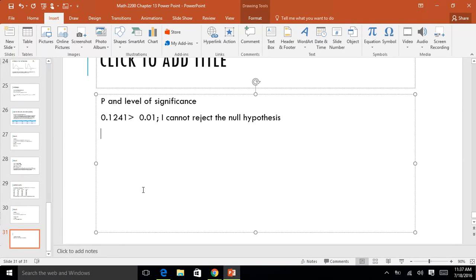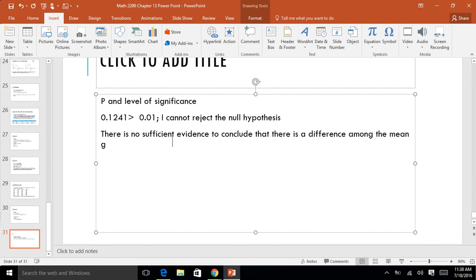Okay, so then I need to conclude. So I'm going to say there is no sufficient evidence to conclude that there is a difference among the mean grades for the sororities. All I have to write. Okay, so what did I find out? I found out that none of the grades are really that different based on sororities. And that's how you do another example.